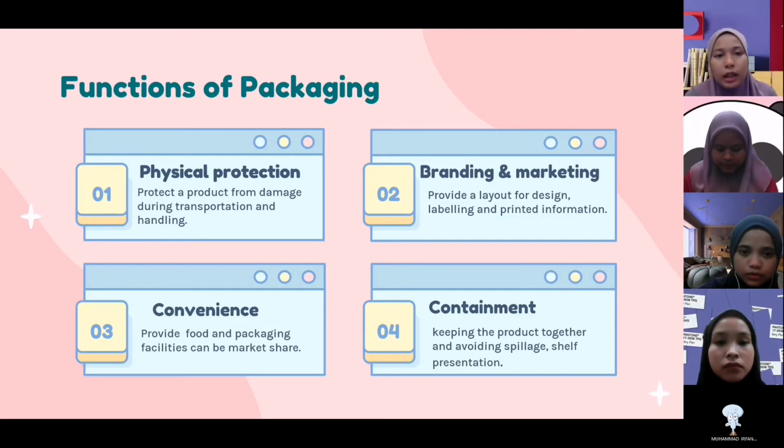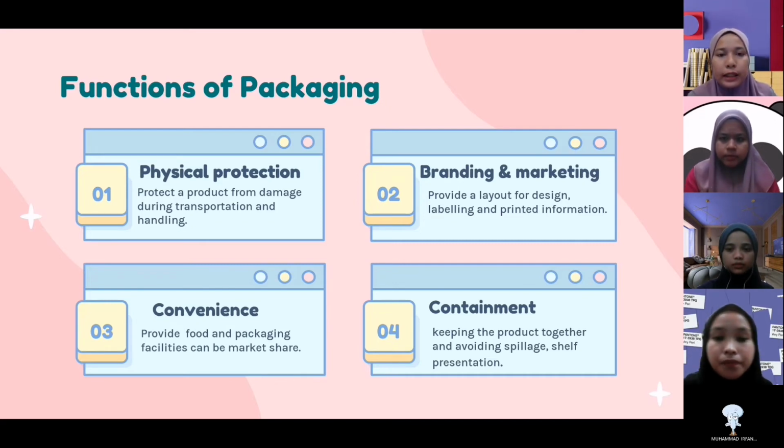There are many functions of packaging. Among them, for the first, is physical protection. It helps to protect a product from damage during transportation and handling, especially with globalization and the import and export of goods across countries. For the second is branding and marketing. It helps to provide a layout for design, labeling, and printed information. Packaging plays an equally important role, if not more than the actual product quality.